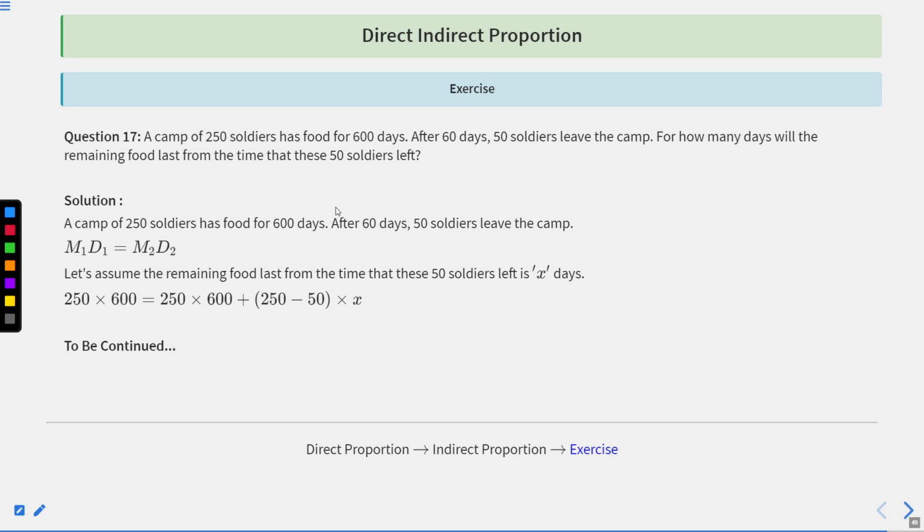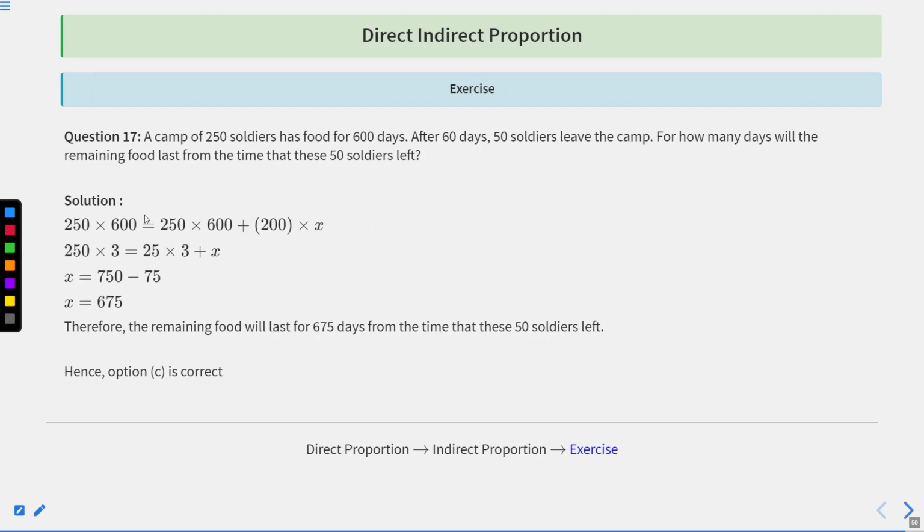So let us have a look at the solution. A camp of 250 soldiers has food for 600 days. After 60 days, 50 soldiers leave the camp. Here we are going to use a formula, M1D1 equal to M2D2. Let's assume the remaining food lasts X days from the time that these 50 soldiers left. So 250 into 600 is equal to 250 into 60 plus (250 minus 50) into x. So here we have 250 into 600 equal to 250 into 60 plus 200 into x.